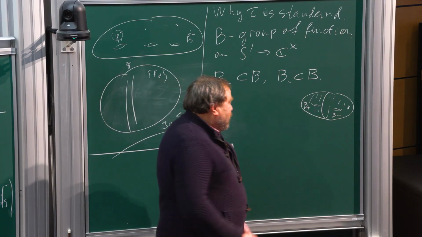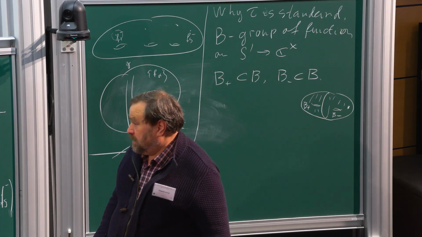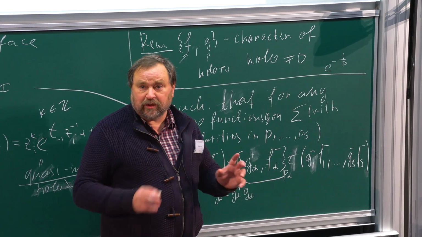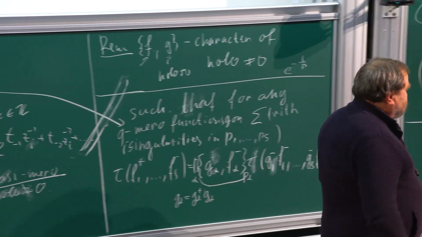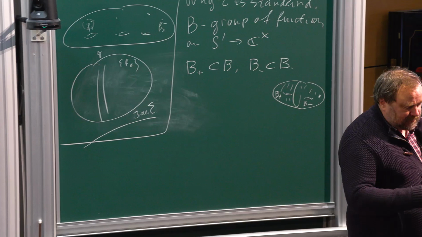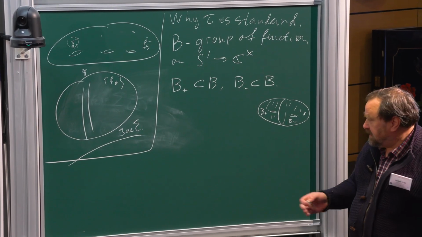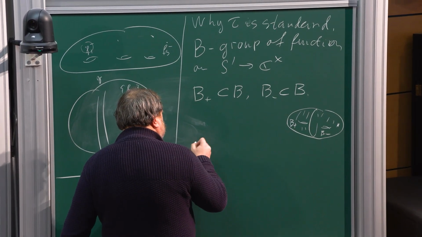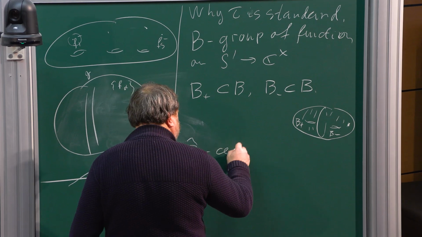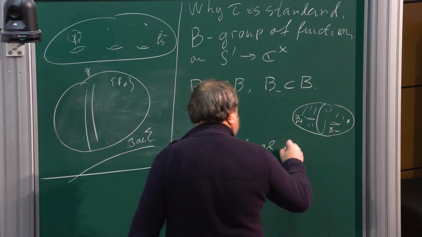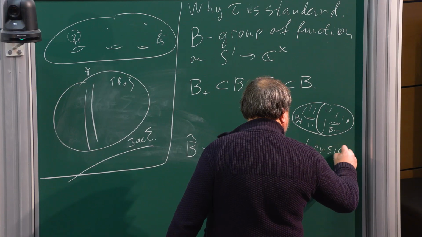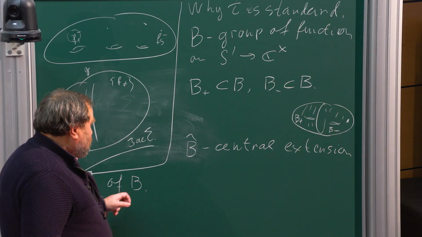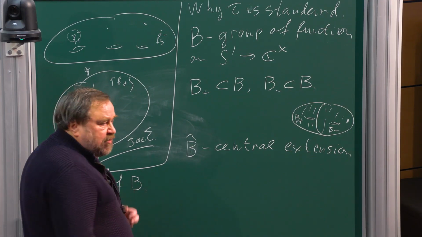For example, if you have a Riemann sphere, then you come back to the composition of any function of G plus and G minus as it was before. So any function can be decomposed into positive powers and negative powers. Then I claim that I can define B hat as a central extension of B. And it's given by the following formula.